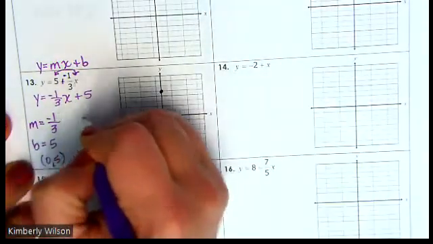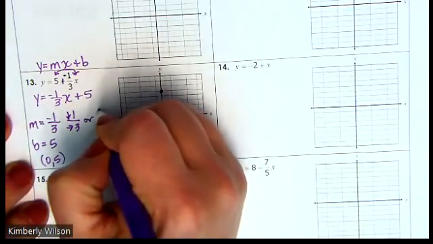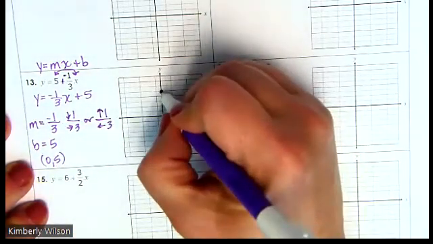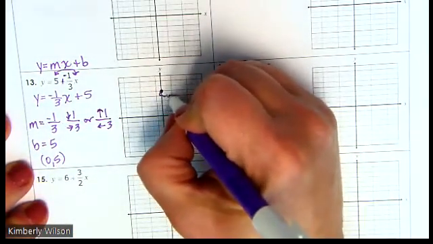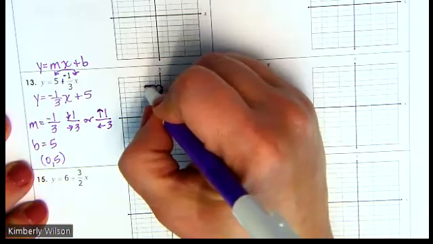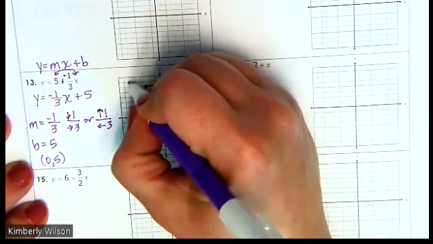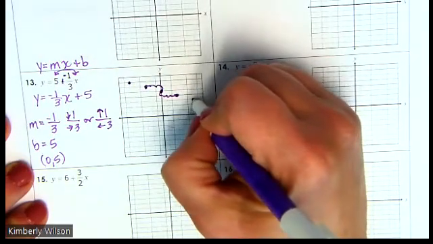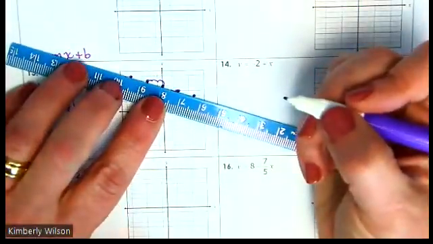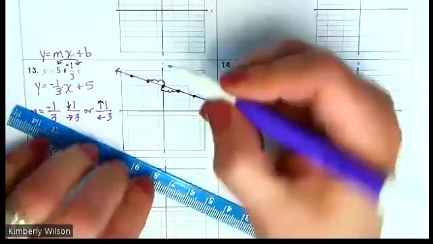And now I use my slope of down 1 to the right 3, or up 1 to the left 3. Okay, so down 1, 3, up 1, 1, 2, 3. And we continue the pattern. Up 1, over 3, down 1, over 3, and that's as far as we can go. So we play connect the dots. And put our arrows. So that was graphing.